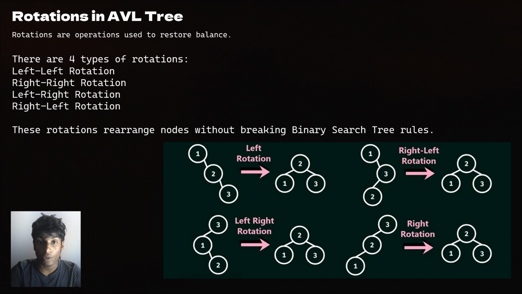The main idea of rotation is to rearrange the nodes in a different structure, but still follow the rule of binary search tree. So even after rotation, the small values stay on the left side and the large values stay on the right side. By using this rotation, the AVL tree keeps itself balanced and ensures fast operations like searching, inserting, and deleting.